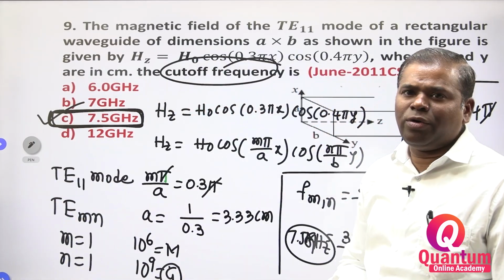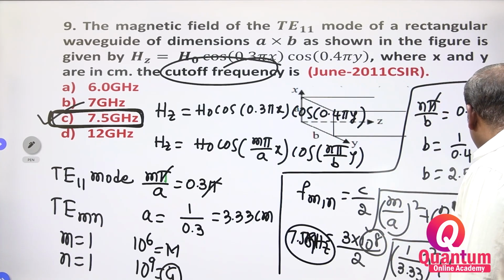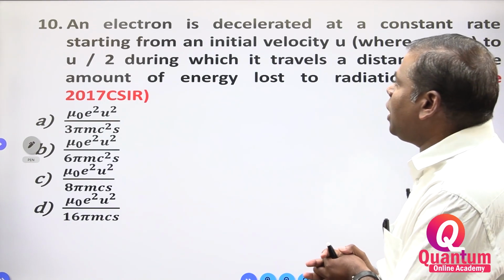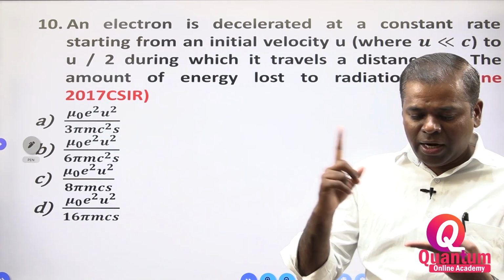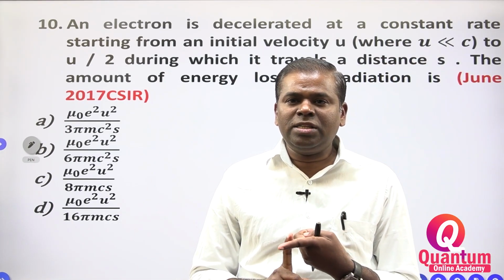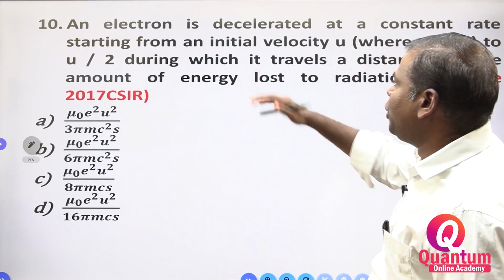This is the waveguide question. Based on the waveguide, we have to do this one. Next, the last one. How do we do the last one? It is a radiation part. In the radiation, dipoles are there, retarded potentials are there, power also is there. This is a very, very important question you have to see.